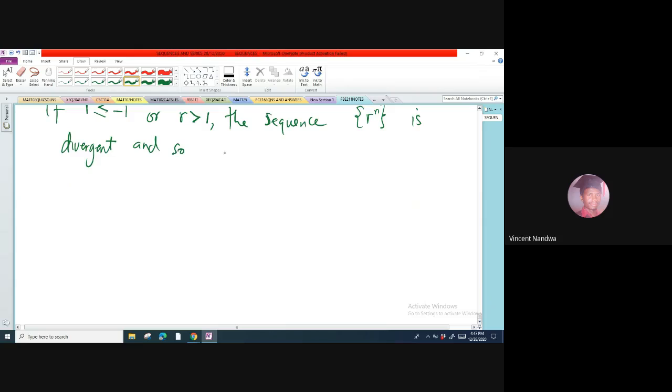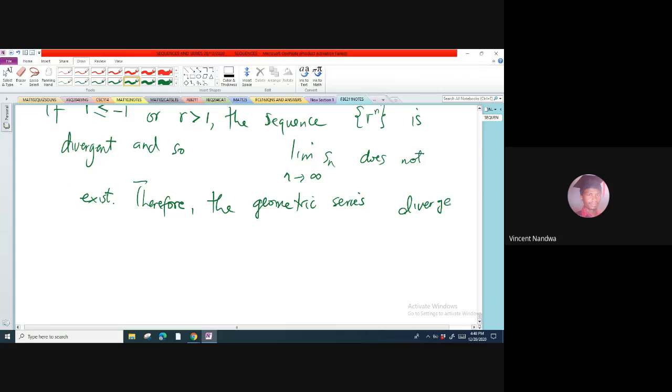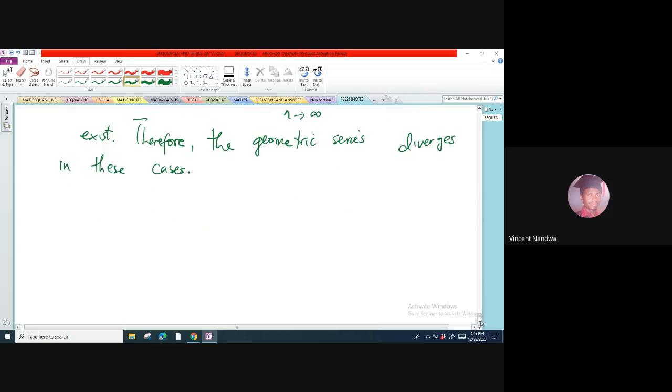And so the geometric series limit as n approaches infinity does not exist. So therefore, the geometric series diverges in these cases. So the only case where the geometric series converges is when R is strictly between -1 and 1.